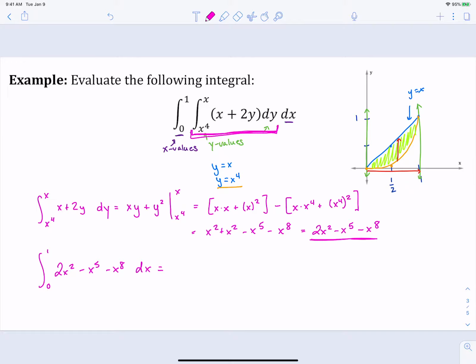This is a normal integral like we do all the time in 252. So we get 2/3 x to the third, 1/6 x to the sixth, minus 1/9 x to the ninth, and this is from 0 to 1. And again, we're at the fundamental theorem of calculus part of it. So what do we get? 2/3 minus 1/6 minus 1/9 minus 0. And doing our calculations, we're going to get 7/18.